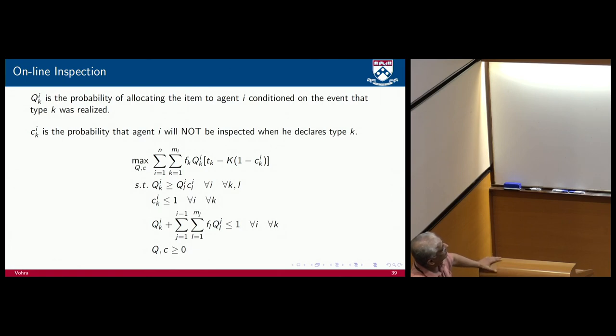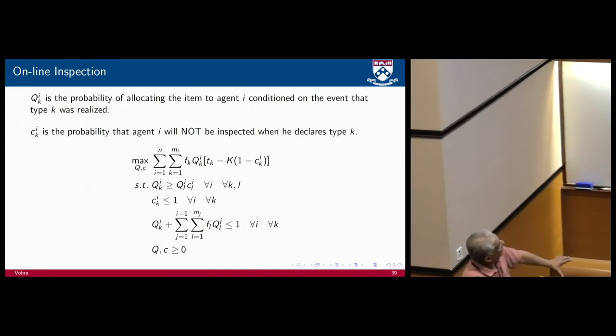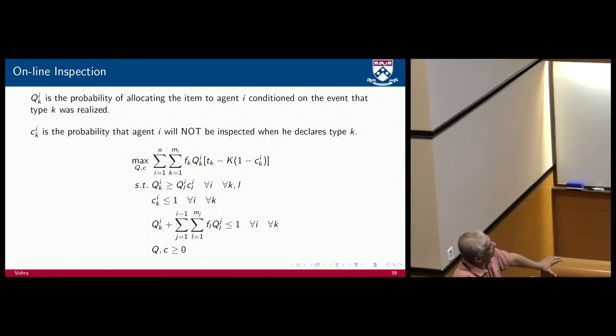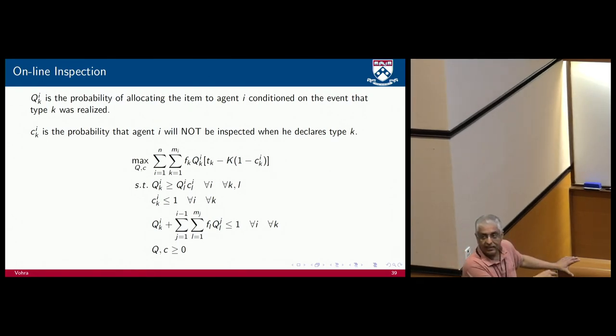I'm doing this basically for the IID case, but you can throw in more notation for the non-IID case. Interim allocation to Mr. i if they report k. And then this is their type, and then this picks up the cost of inspection. Okay. This is the incentive compatibility constraint for Mr. i. The probability of not being inspected cannot be more than 1. And here are the inequalities that capture the reduced form. Okay. They're not polymatroids or anything like that.